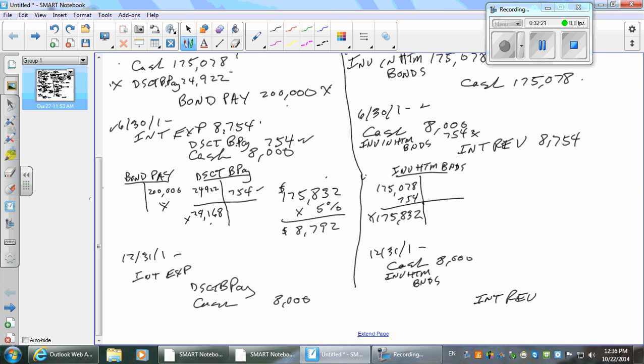How much is the interest expense and interest revenue? Same number. You calculate it. You know what the amortization of the discount is then? It's the difference every time. You do this on a quiz, test, a final. Lots of points here.